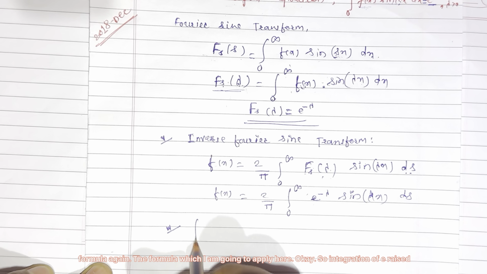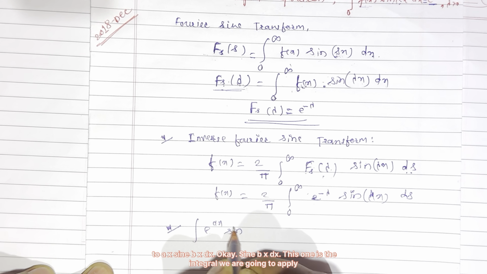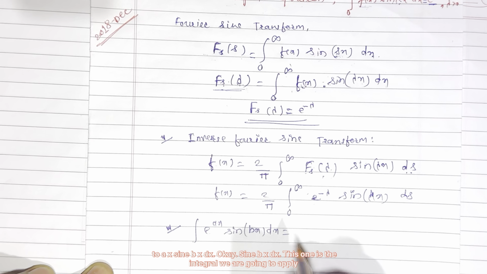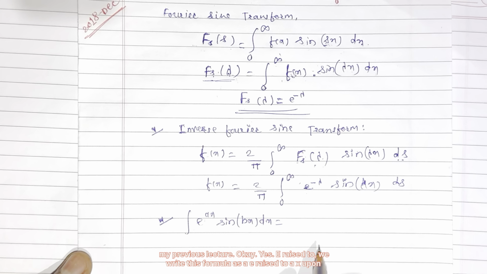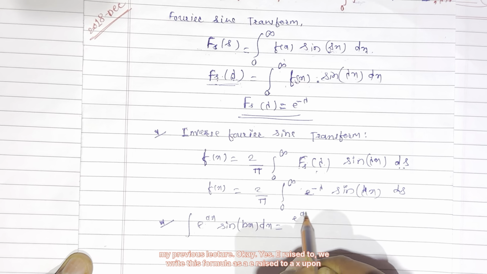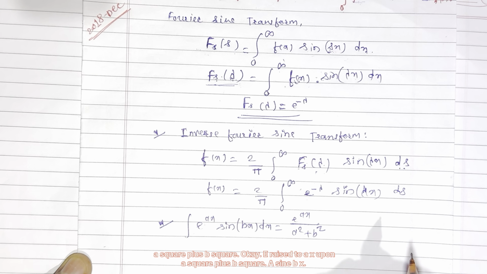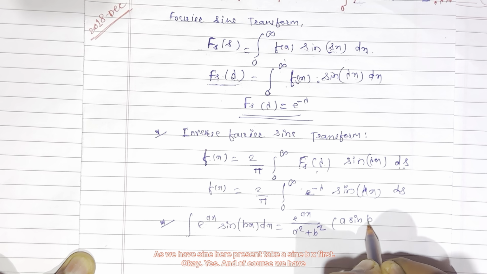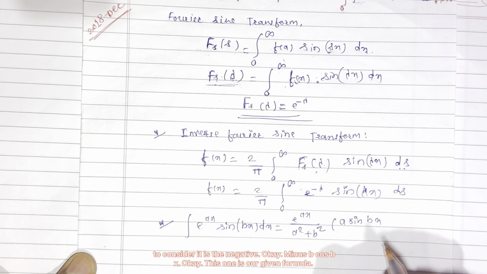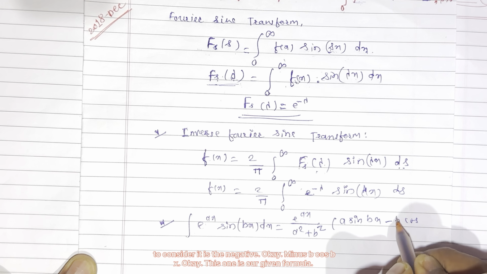The integration of e raised to ax sine bx dx is the standard formula I explained already in my previous lecture. We write this formula as e raised to ax upon a square plus b square, times a sine bx, as we have sine present, so take a sine bx first. And the cos we have to consider as negative: minus b cos bx.